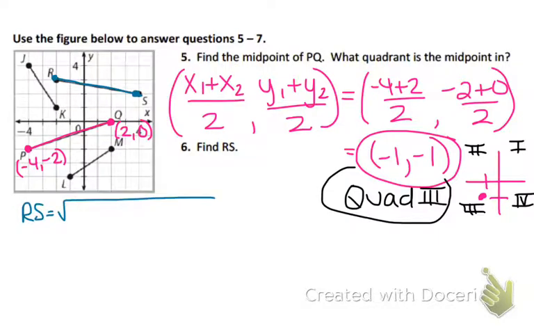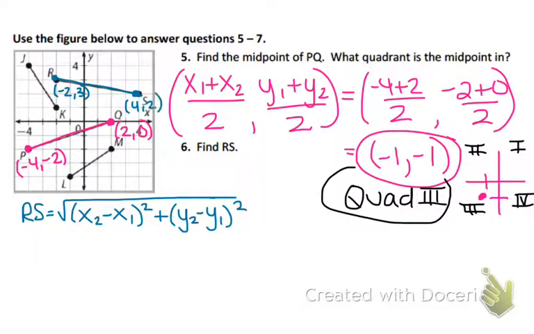If you remember from class, I said you're subtracting your x's, squaring it, plus subtracting your y's and squaring it. Now the order you do the subtraction does not matter. So even though I write x2 minus x1, you could easily do x1 minus x2. So my ordered pair for R is (-2, 3), and my ordered pair for S is (4, 2).